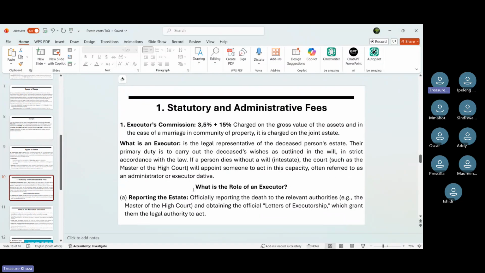So number one, we have what we call statutory and administrative fees. In the statutory and administrative fees, number one, we have the executor commission fees. According to South African law, the executor is entitled to 3.5% of your estate plus 15% tax. This is charged on the gross value of the assets. And in the case of marriage in community of property, it is charged on the joint estate. So the executor of your estate is entitled to 3.5% of your estate.